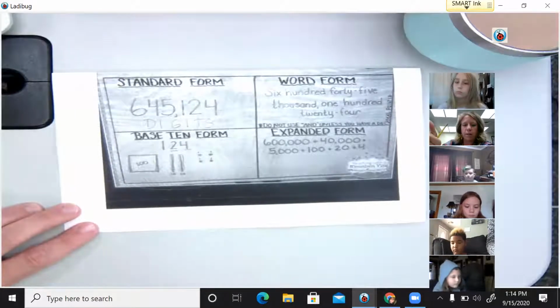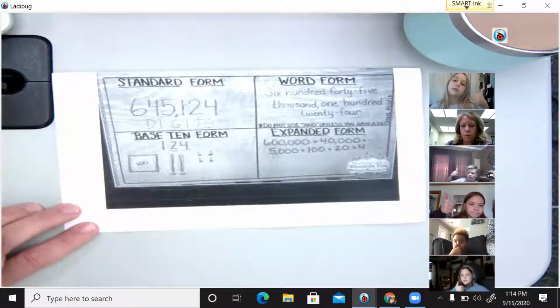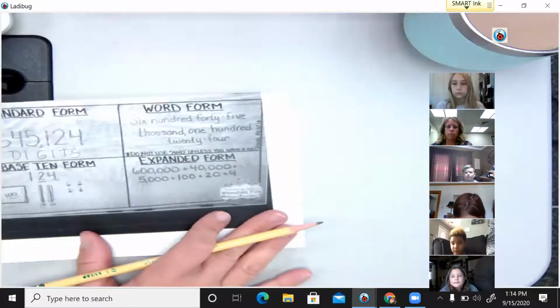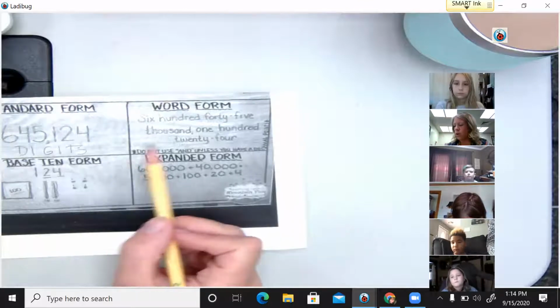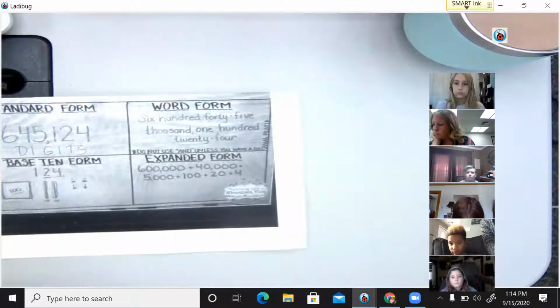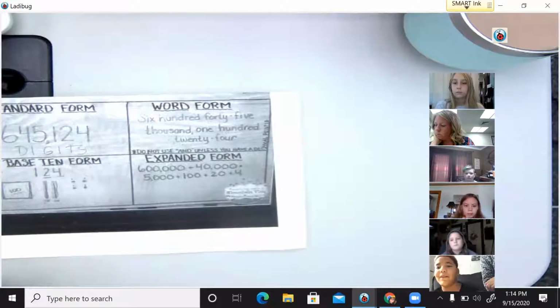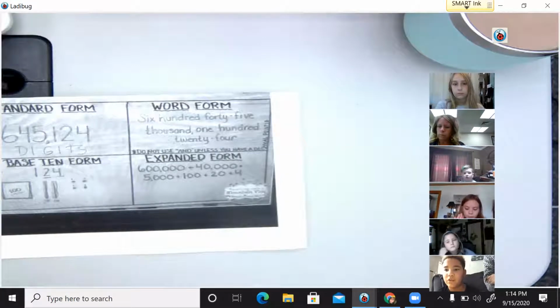Give me a thumbs up if that makes sense to you. Unmute yourself if you have a question about those. Okay, I'm going to move on to word form. Read this for me, Trace. What are those words? 645,124. So Trace, when we're writing a number in word form, what are we using?